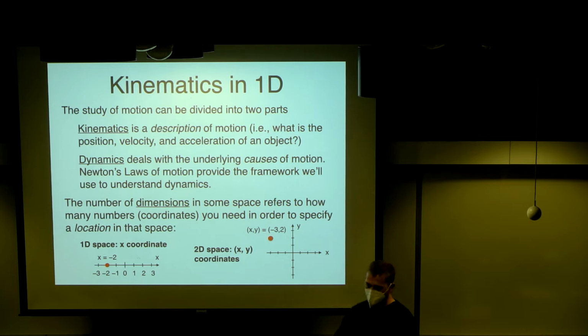Those are just features of the way it's moving. But dynamics takes it a step further. Okay, so kinematics just describes how something is moving. Dynamics gives you the reason why something is moving the way that it is. In other words, it deals with the causes of motion.